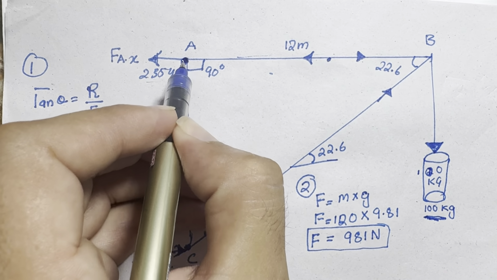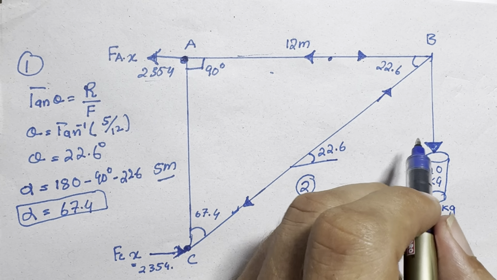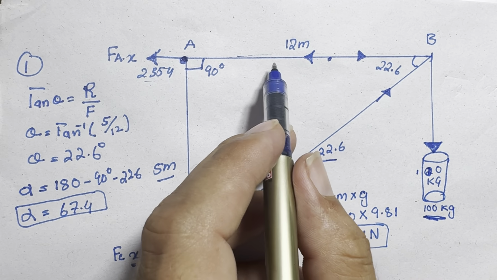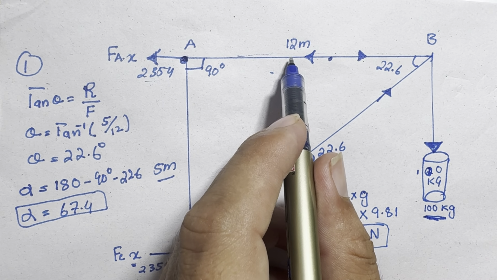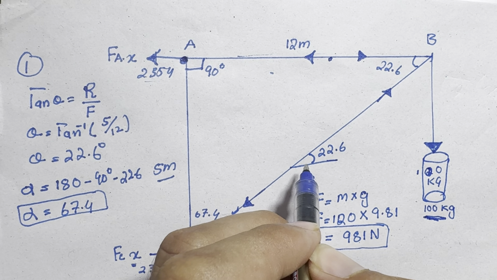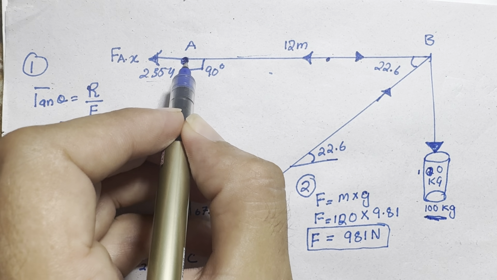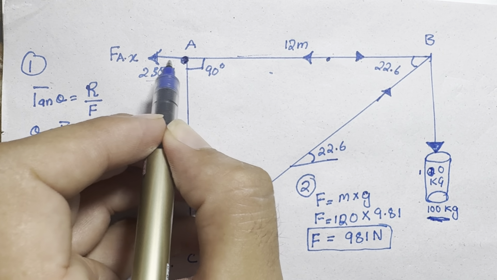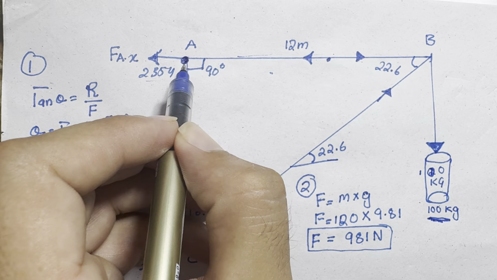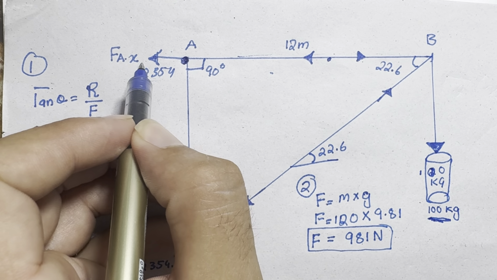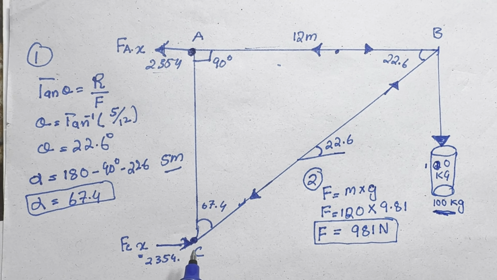There is a support and there is also a support. The force is exerted by this weight, so the force will be transferred to this member and this member. This member will come in tension force and this member will come in compression force. So this tension force exerts force on this support. So the support exerts the reaction force which is in the opposite direction. We have to find this reaction force.